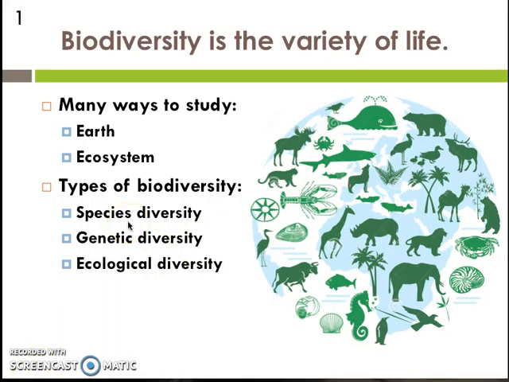And the final type of biodiversity is called ecological diversity. So it's how many different ecosystems are there and how are they different from each other. So in the first two, you're kind of looking at species, and in ecological diversity, you're looking at the diversity between ecosystems. So you're looking at a different level of that ecological hierarchy. So these two are focusing on species, and this one's focusing on ecosystems.